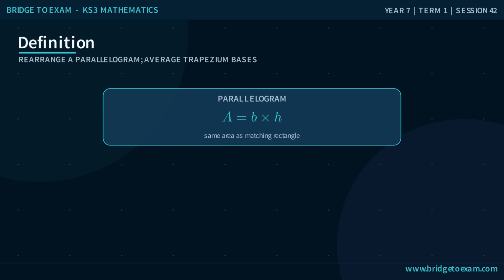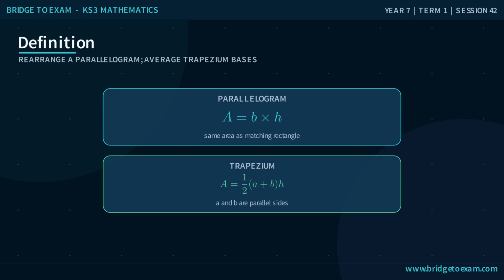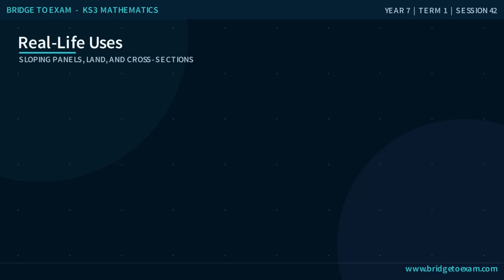A parallelogram has the same area as a rectangle with equal base and perpendicular height. A trapezium's area is 1/2 times the sum of its parallel sides times the perpendicular height. These formulas are useful for sloping shapes in design and measurement.